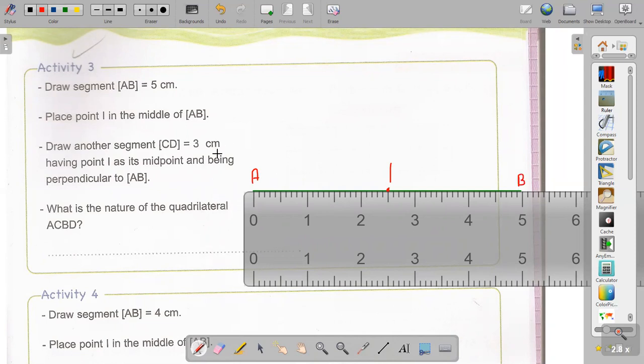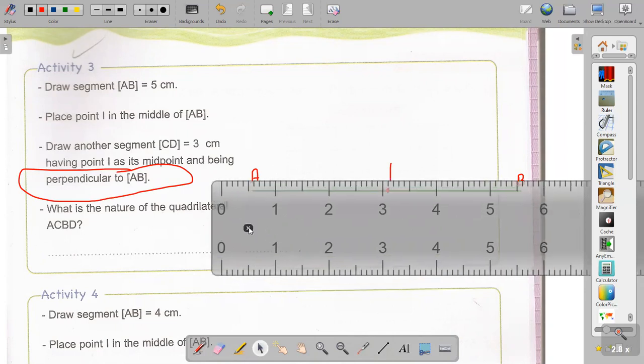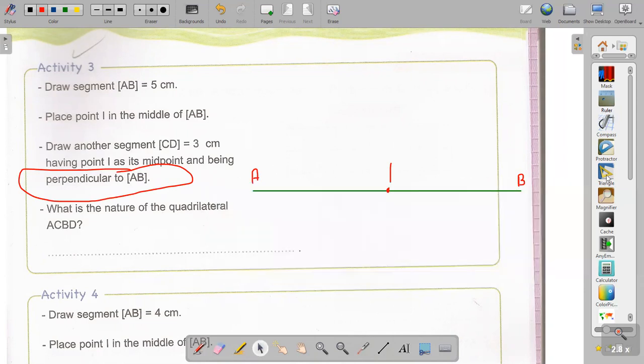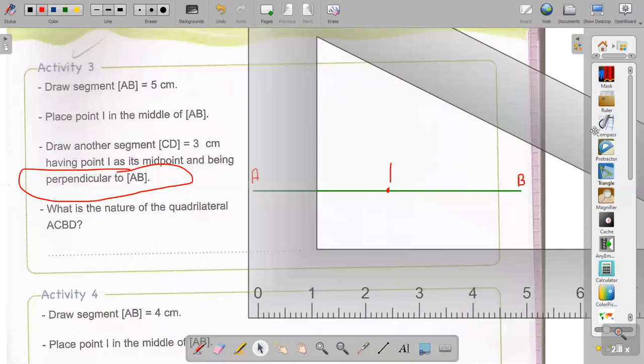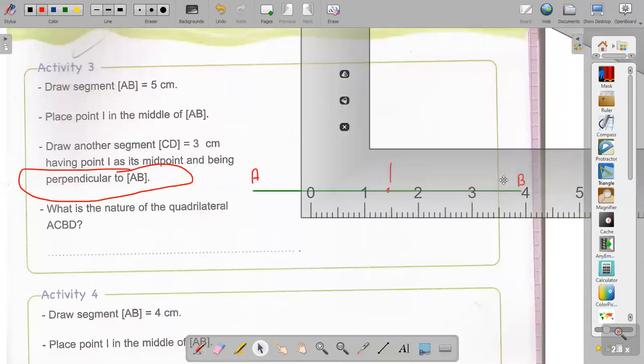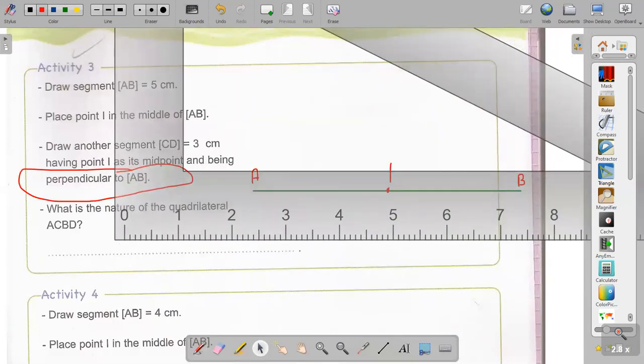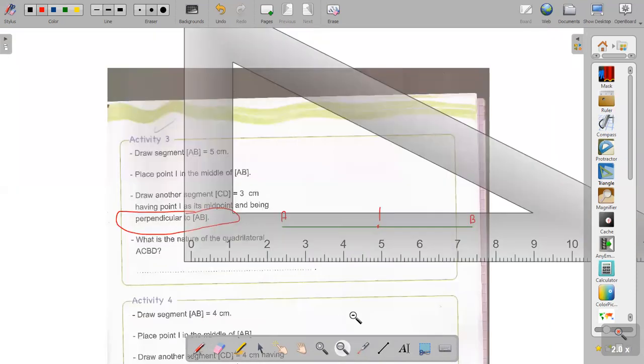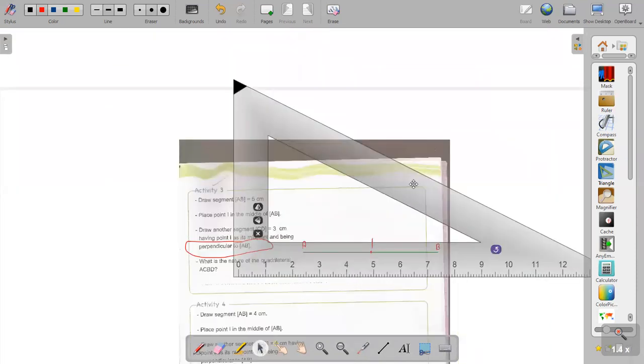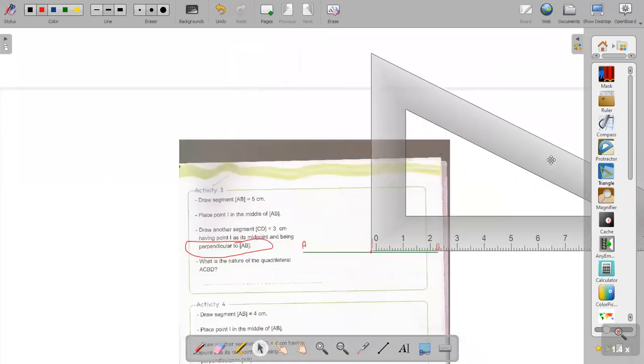Now draw another segment, CD, having I as a midpoint, but it's perpendicular to AB. It has to be perpendicular now. So I will bring now a set square ruler in order to draw a perpendicular line. Okay, so let's make it smaller. Let's draw a perpendicular line. This is the perpendicular line.